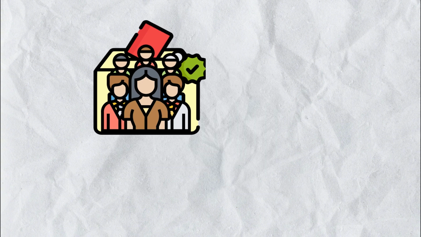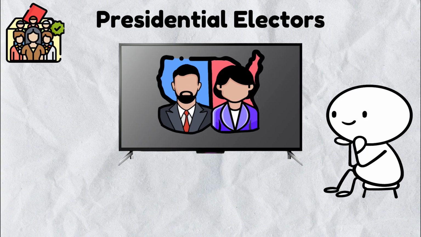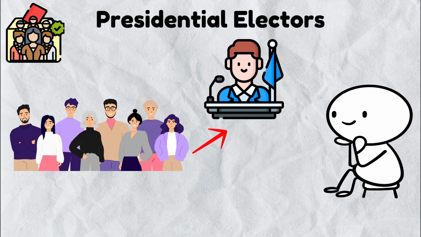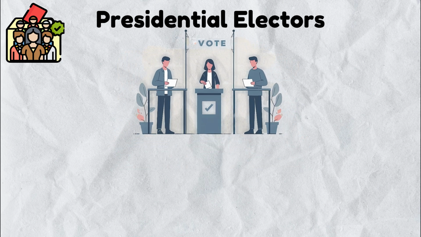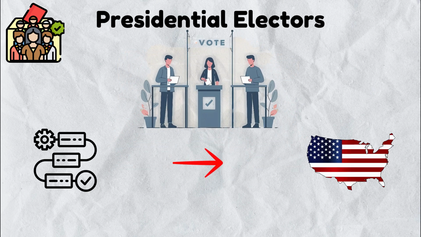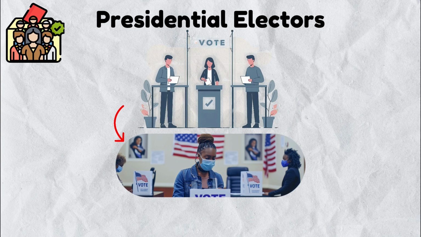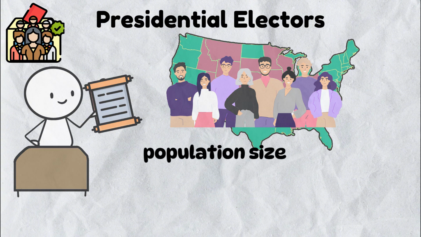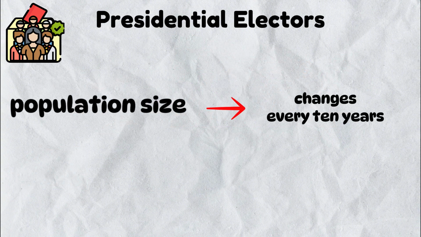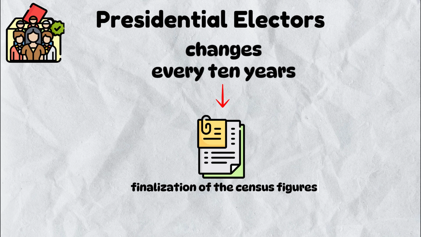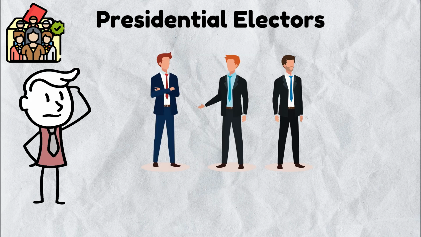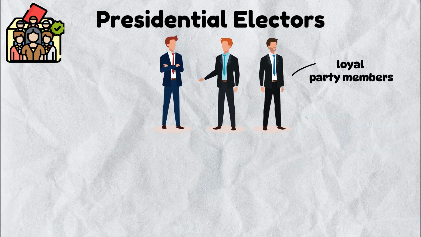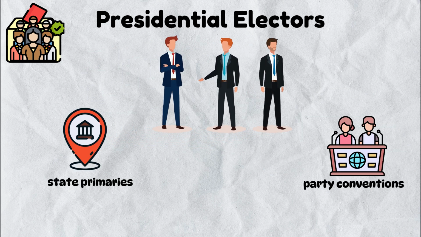Presidential electors. While swing states dominate election coverage, a group of 538 individuals wields the ultimate power in selecting the president. These presidential electors, chosen through diverse methods across the nation, play a pivotal role in America's democratic process. The Constitution allocates electors to each state based on its population size, with the number potentially changing every 10 years after the finalization of the census figures. The selection of electors varies significantly by state. Political parties typically nominate electors, often choosing loyal party members through state primaries or party conventions.